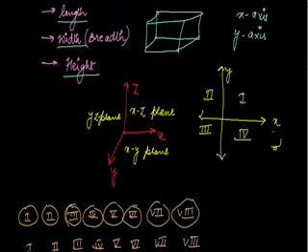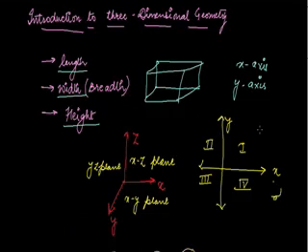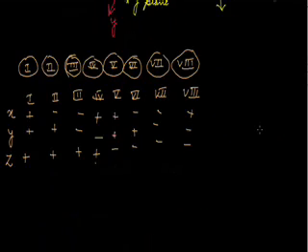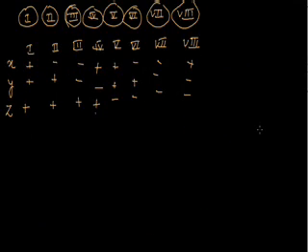And as the XY plane is divided into 4 quadrants, first, second, third, fourth, the XYZ space with all 3 axes is divided into 8 octants: first, second, third, fourth, fifth, sixth, seventh, and eighth. So we can see in the first octant X, Y, Z, all 3 are positive. In the second octant, X is negative, Y is positive, Z is positive. In the third octant, X is negative, Y is negative, Z is positive. In the fourth octant, X is positive, Y is negative, Z is positive.